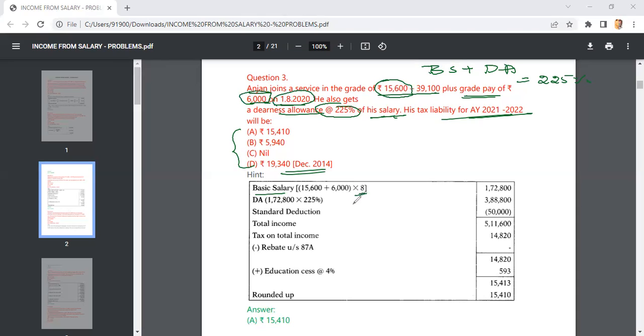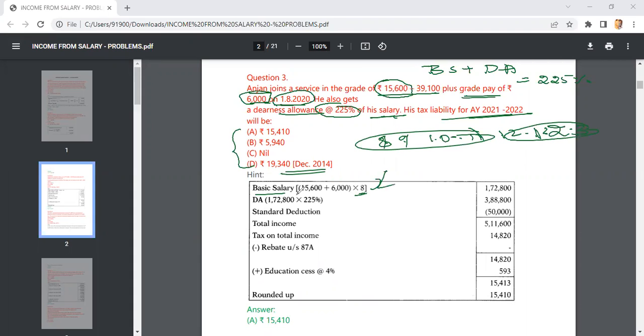Any doubts in this? No, ma'am. 8, 9, 10, 11, 12, 1, 2, 3. Got this? How many months? 8, 9, 10, 11, 12, 1, 2, 3. So 4 months, 4 months. So it is 8 months.